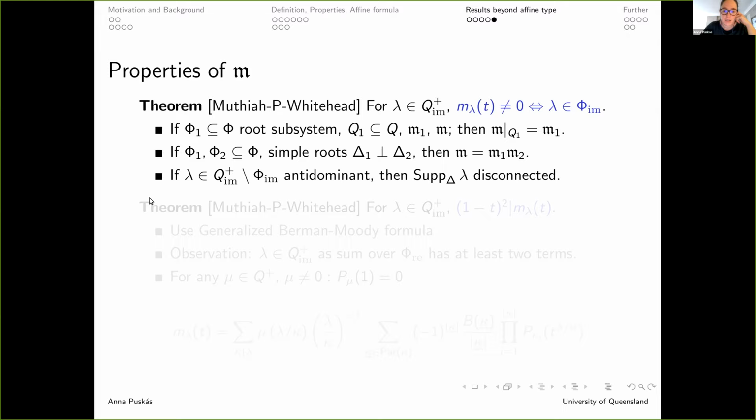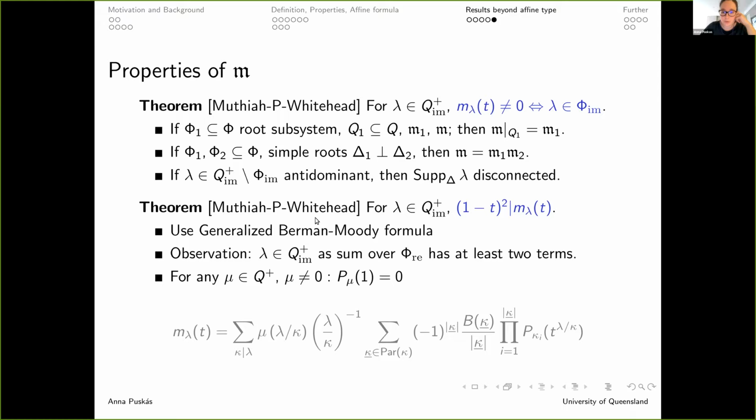But putting all of these not very hard observations and the Berman-Moody formula together, one can show that these polynomials m lambda t are divisible by 1 minus t squared again. So in the Kac-Moody case, beyond the affine type as well. Okay, so this is a generalization of a property that holds in the affine case. Again, to prove this, one has to use the generalized Berman-Moody formula. And essentially here, by this Berman-Moody formula, the terms are over partitions of lambda, and because the support of lambda in the Dynkin diagram is disconnected, one can always find at least two places where one is a root, more or less.